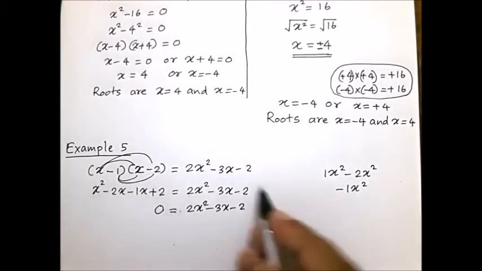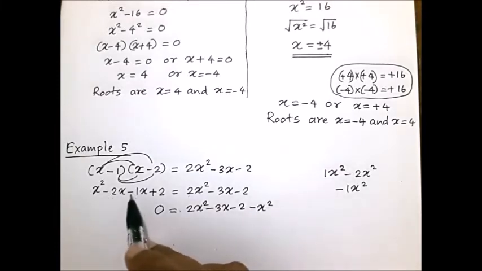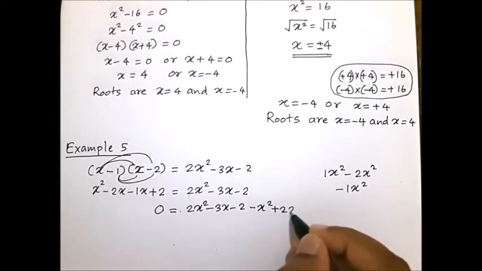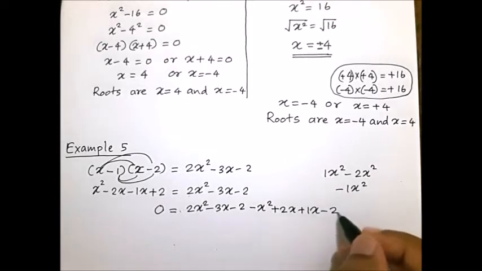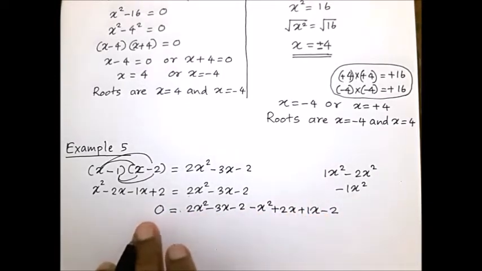Here plus x to the power 2 becomes minus x to the power 2. Here minus 2x, minus 1x becomes plus, then plus 2 becomes minus. So take all terms into the right hand side and arrange the left hand side as 0.